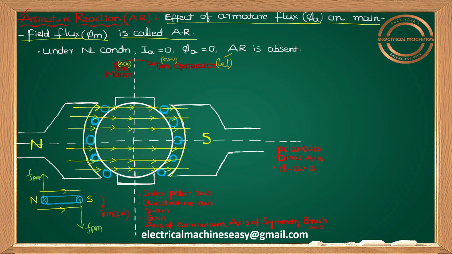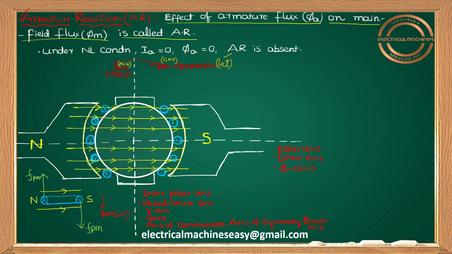So what does the cross mean? Under the north pole, whatever conductors are there, in those conductors I show the direction of EMF or current. I took it as cross. So let me show cross here: cross, cross, cross, cross, cross. And here I got dot, right? Let me show dot here: dot, dot, dot, dot, dot. Okay. I'm just using blue color here. This is nothing but the direction of armature current.